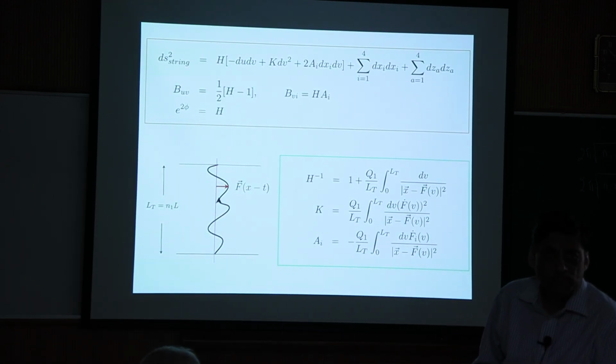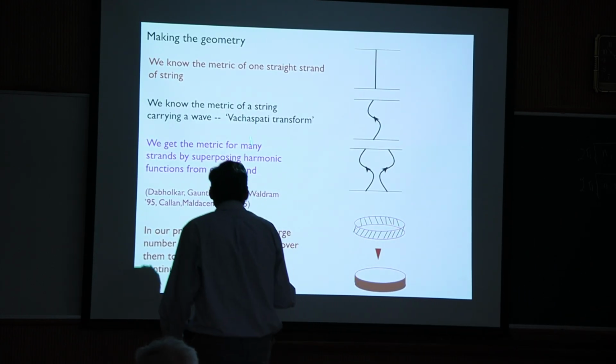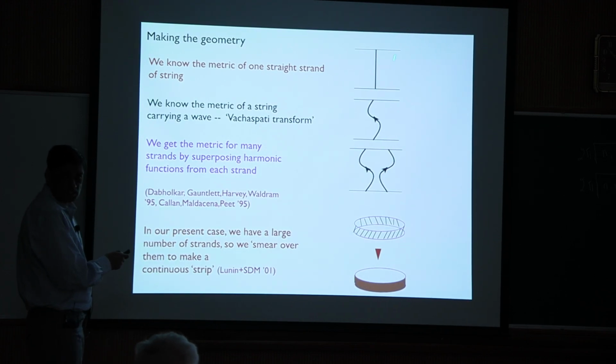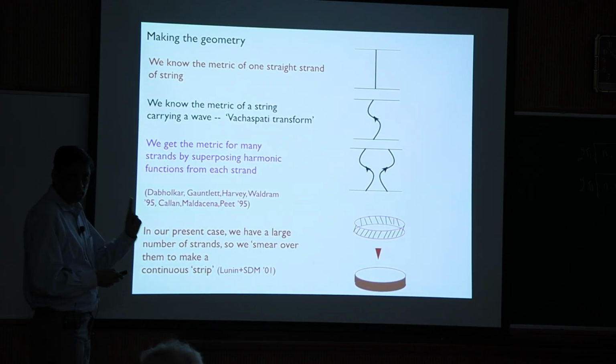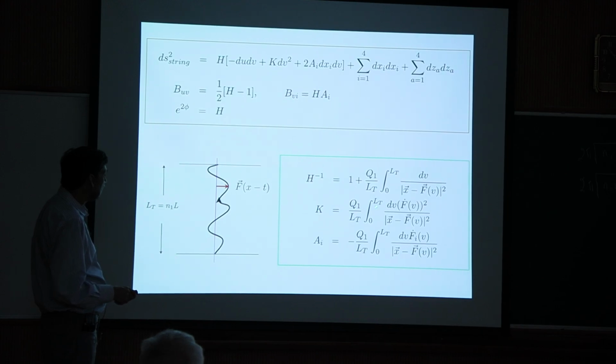How do you get this metric exactly? Oh, how do I get the metric? Yeah, so I didn't derive it for you, but all the steps are here. The metric of a single string, which is just standing in one place, was known, and it was given by some functions h, k and a, which had very simple forms. For them, this function h inverse k and a, the a was 0, the f you put equal to 0, 1 over x square.